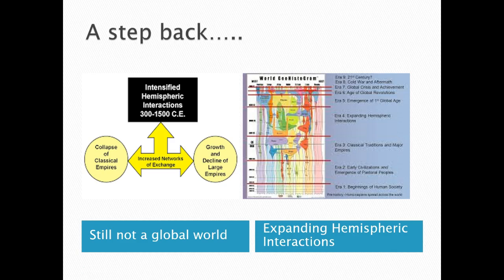We just got done with a very, very lengthy unit, this unit of increased hemispheric interactions that went on from about 300 to 1500. We're still not a global world at this point, well, until 1492.